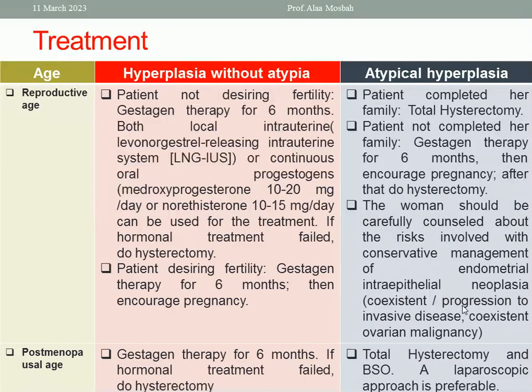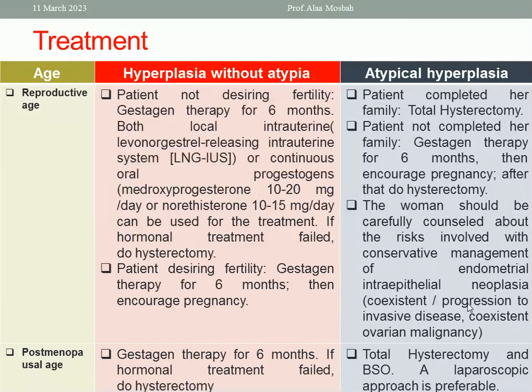But you should counsel the woman about the risks involved with conservative management of endometrial intraepithelial neoplasia. Okay? There may be coexistent malignancy. There may be progression to invasive disease, or there may be coexistent ovarian malignancy. So it's a matter of controversy. Okay?